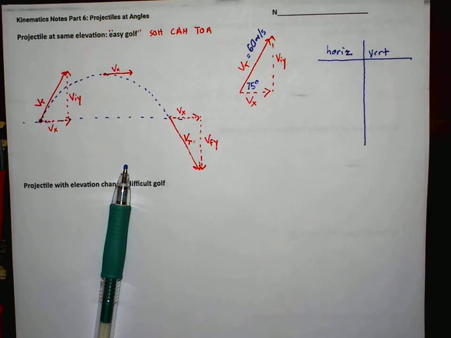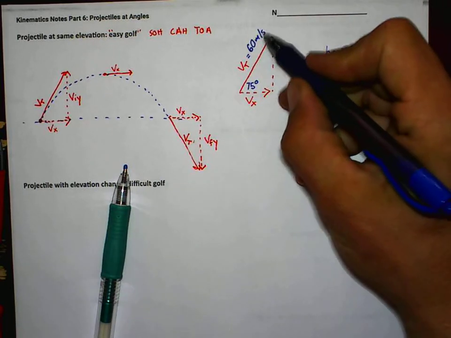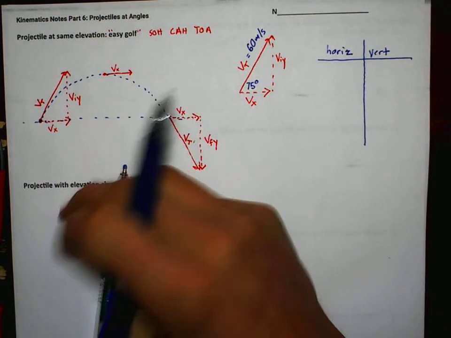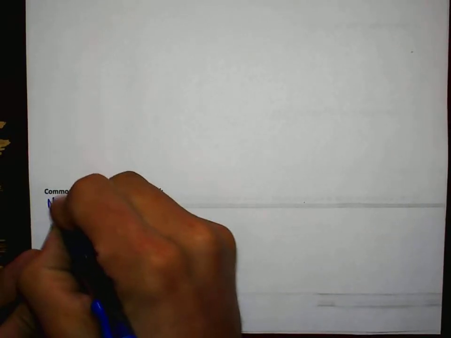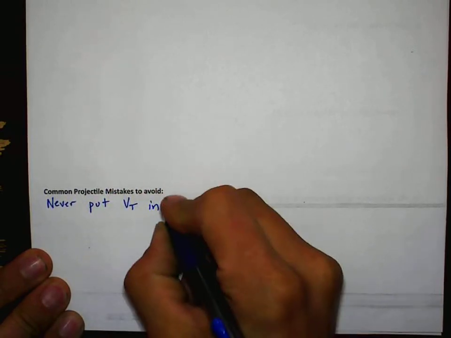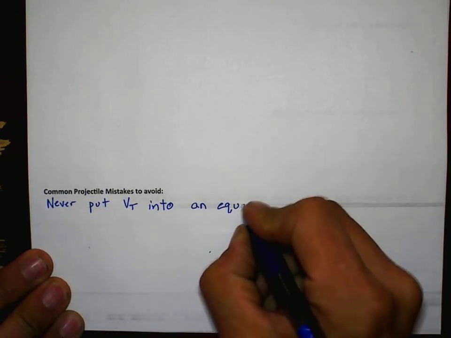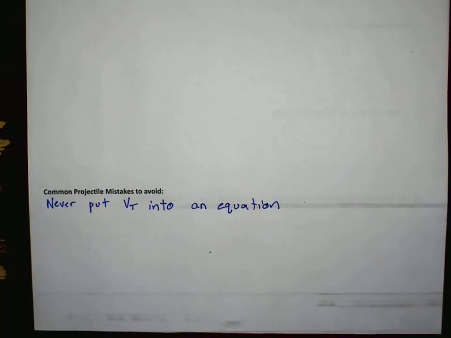This number right here, V total, can never go into one of your kinematic equations. In fact, we should list that down here. Never put V total into a kinematic equation. We'll just put it into an equation. So that means all of our equations with acceleration in them. Let me dig out an equation page. All of these you can never put V total into.